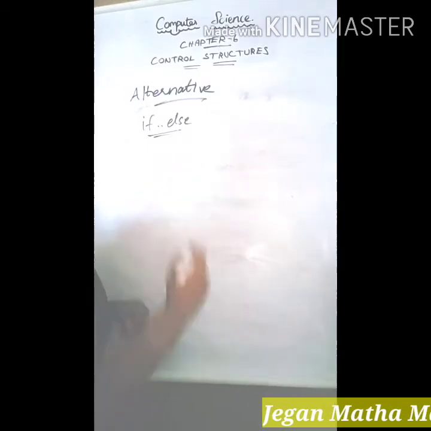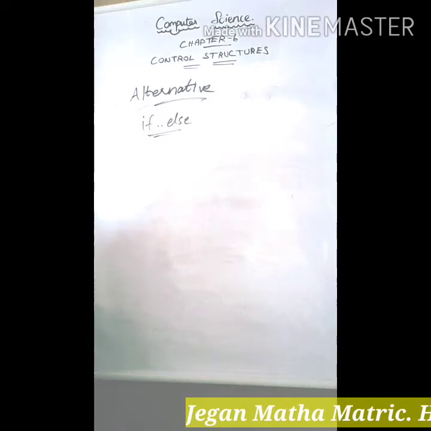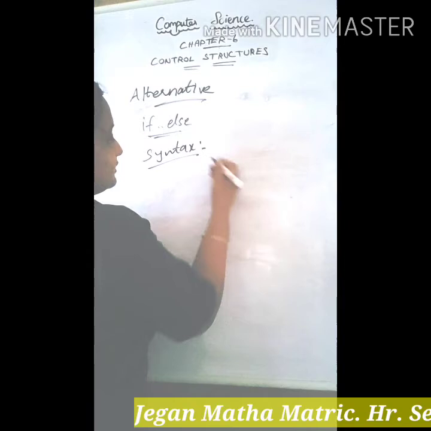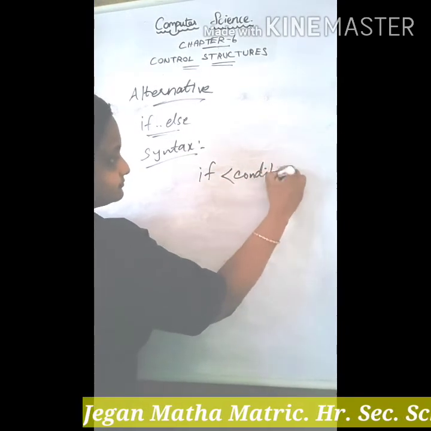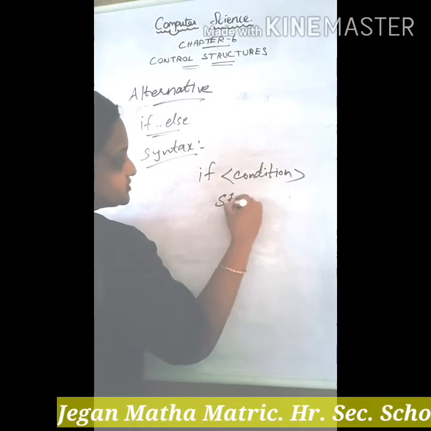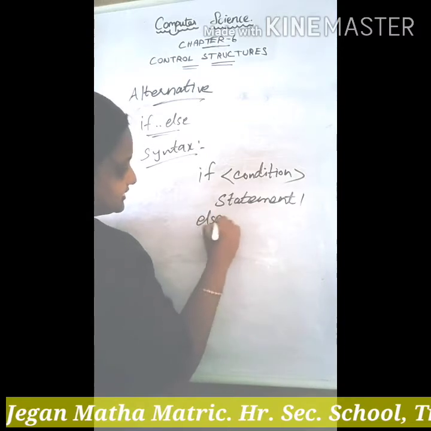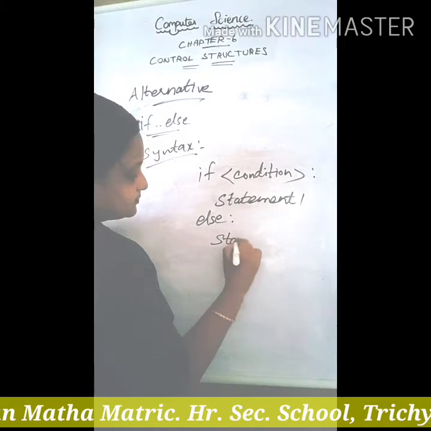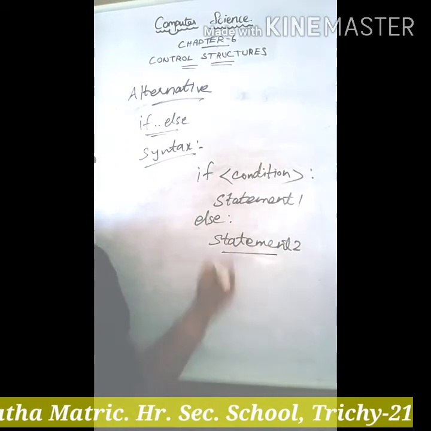Next, the if-else statement. What is the use of the if-else statement? It checks the true block as well as the false block. For example, the syntax of if-else: if the condition is true, it executes the true block, that is statement 1. Else means the next part, where we process the false block. If the condition is false, it produces the result, statement 2.